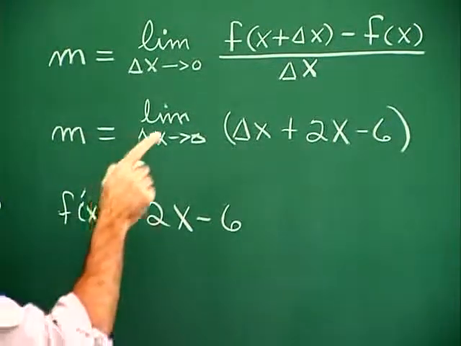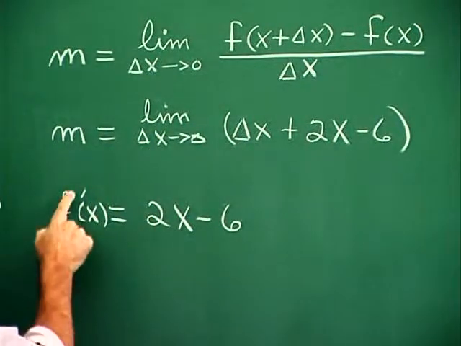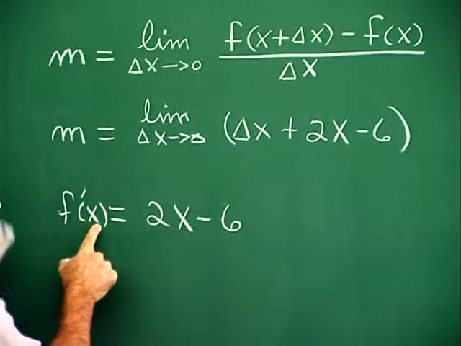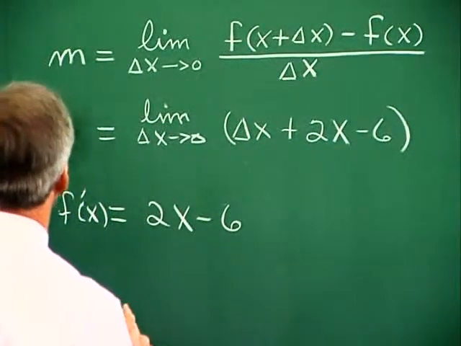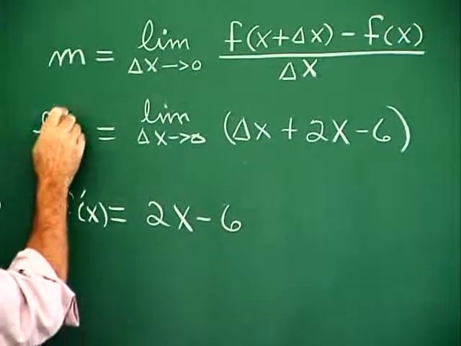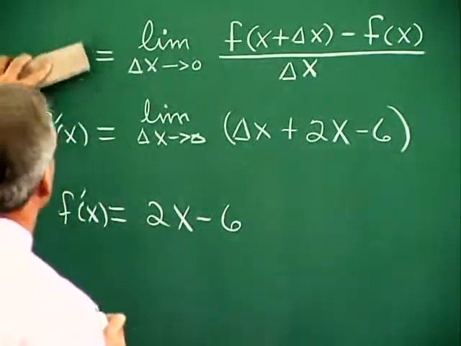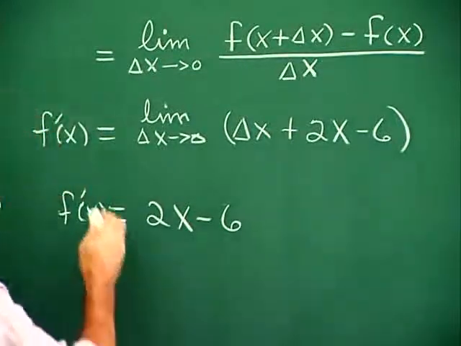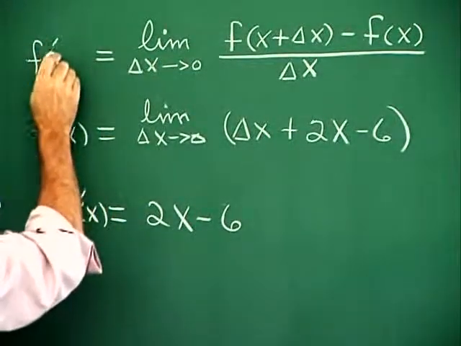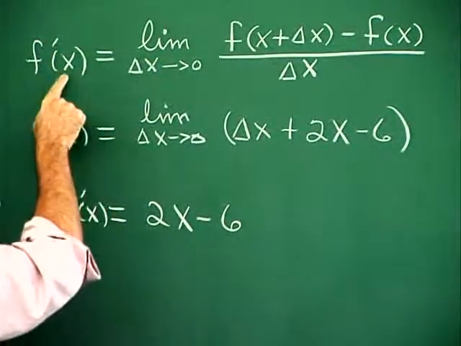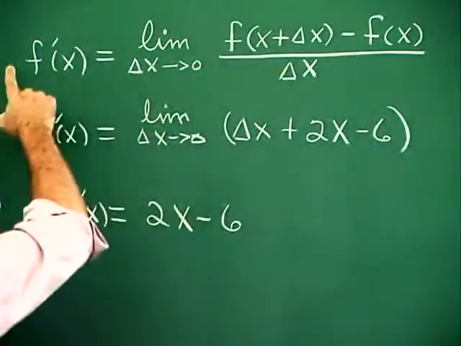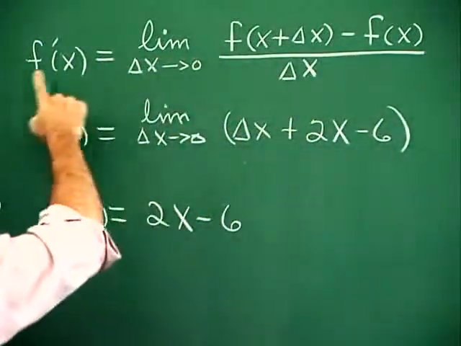Remember, f of x was x squared minus 6x plus 11. This is f prime of x, the derivative function. The derivative function is just a little engine that generates the slope of the tangent line at any point that we pick. And this is the way to find that derivative function.